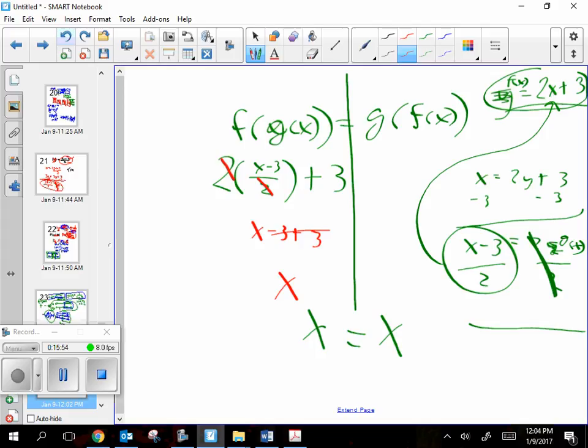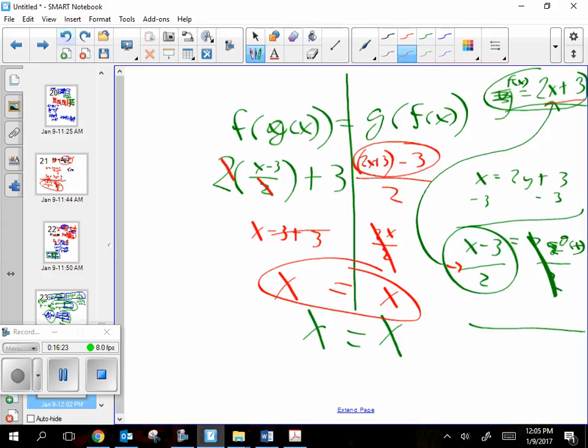G of f of x means I start with this function right here, empty spot minus 3 over 2, and then I'm going to drop in this function, 2x plus 3. And then what can be done first? In this case, I have to get this top part done first in a fraction because there's parentheses up there, and parentheses have priority. So the plus and the minus 3 cancel, and I have 2x over 2. And then I can cancel those 2's, and it equals x. Cool. X equals x. I have proven two things are inverses.